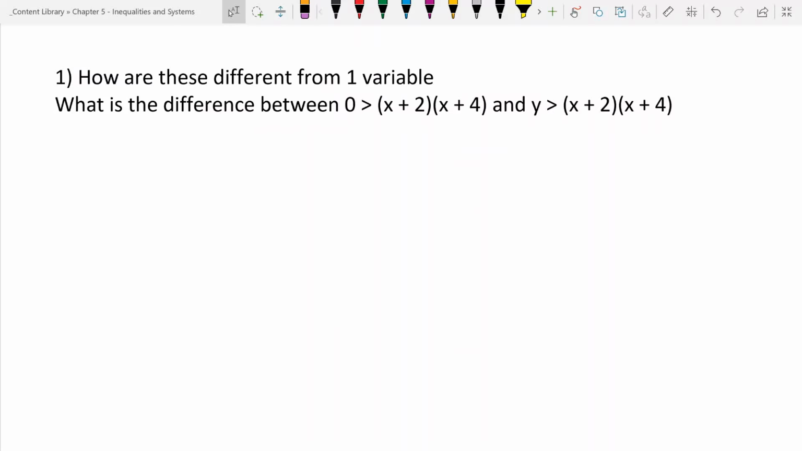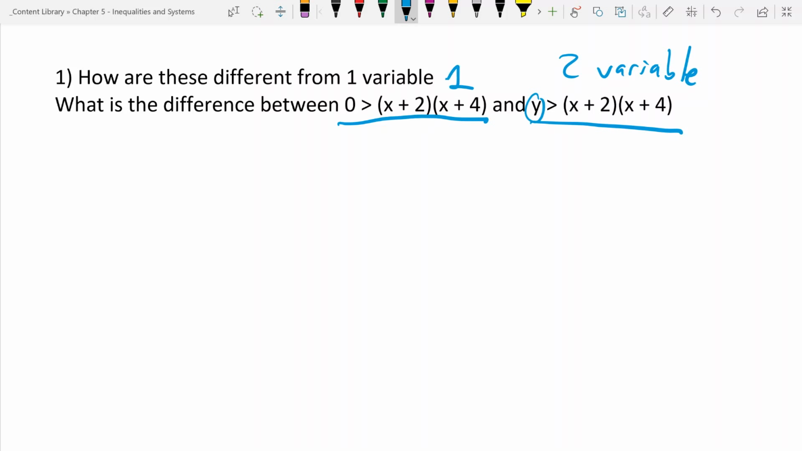This question is more theoretical and less about actual questions you'll see. It's how are these type of inequalities different from this type of inequality? You'll notice right away the big difference you can see, everything's the same except for that y. This is two variable. And this is only one.